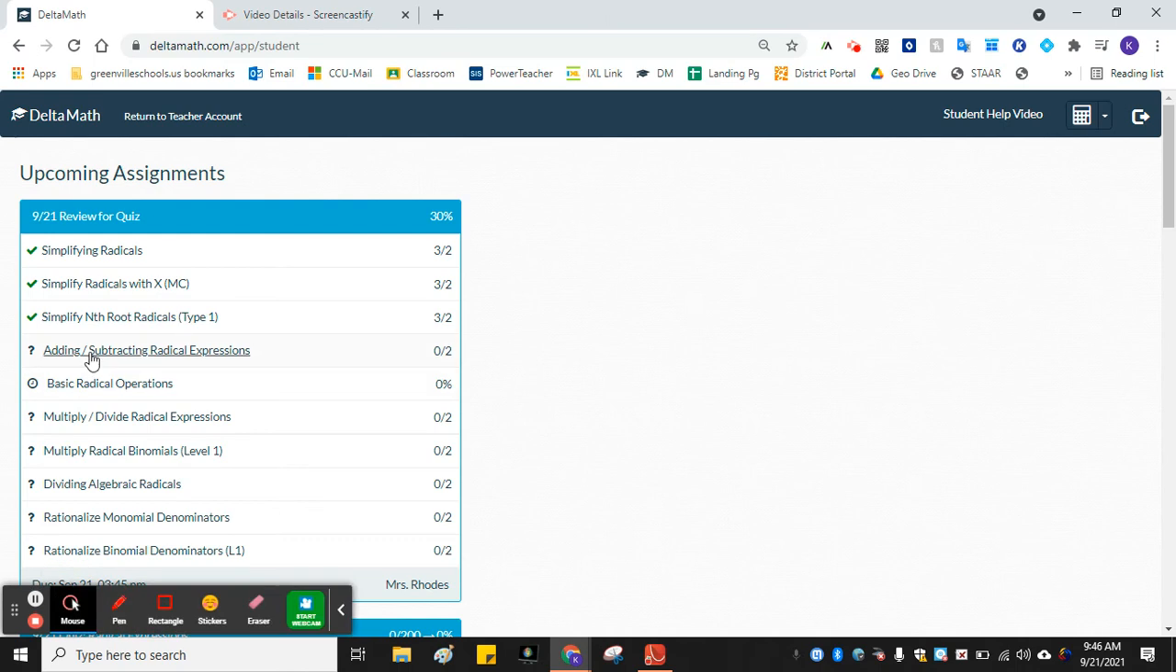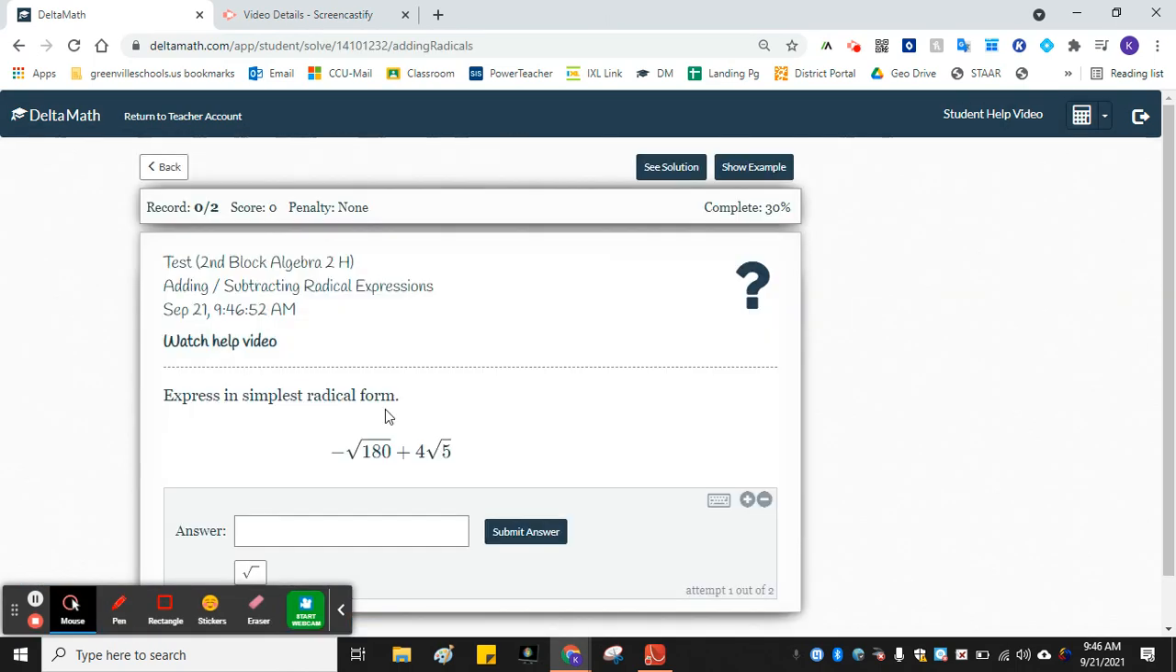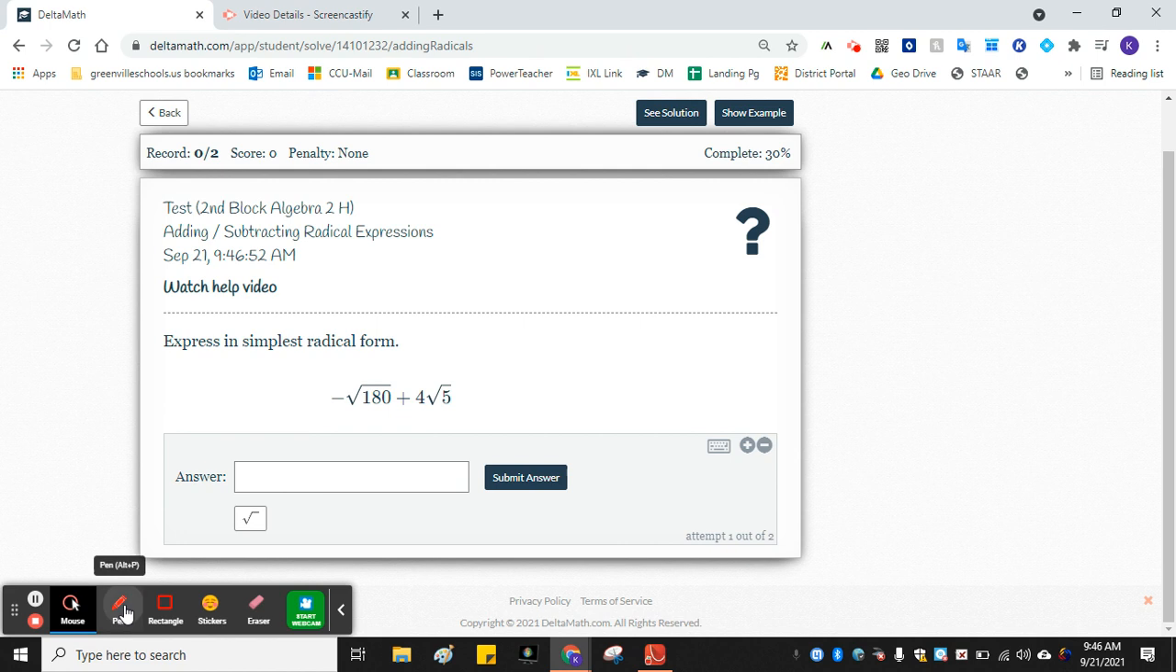This video is adding, subtracting, and multiplying. So we'll start with adding and subtracting. First off, you need like terms, meaning they both have to be the square root and they both have to be a radicand of 5. So same index, same radicand.